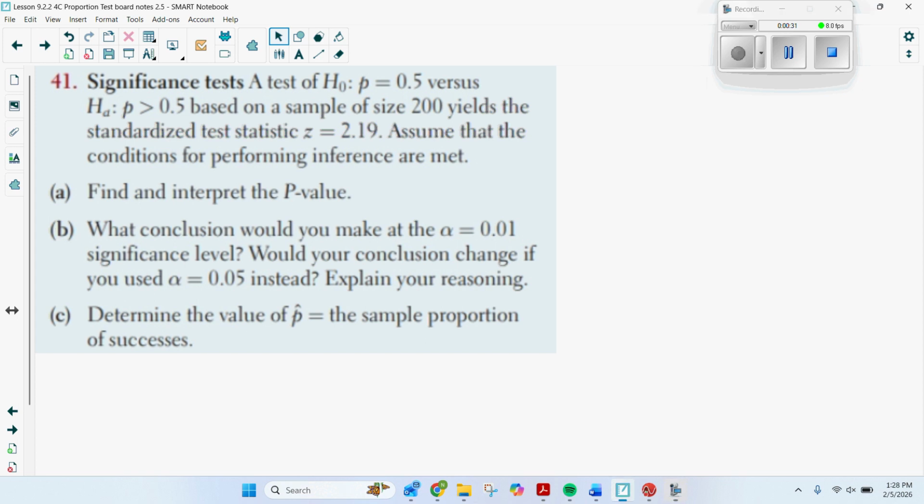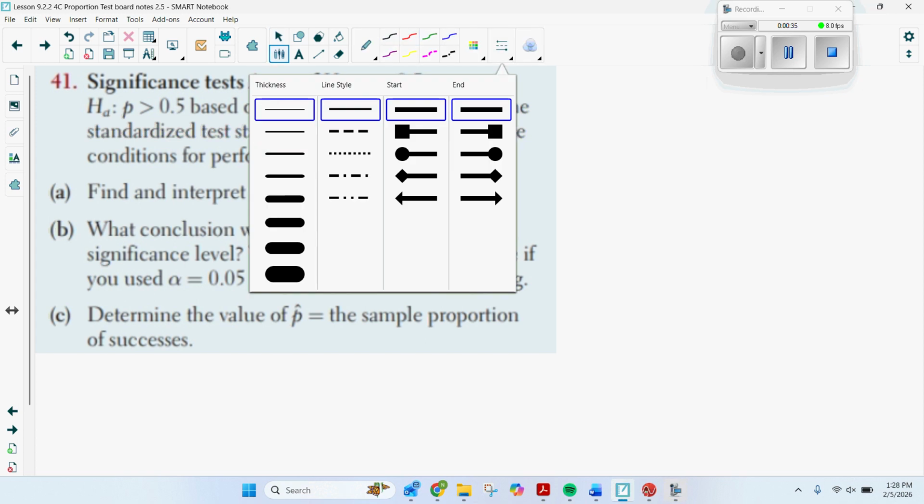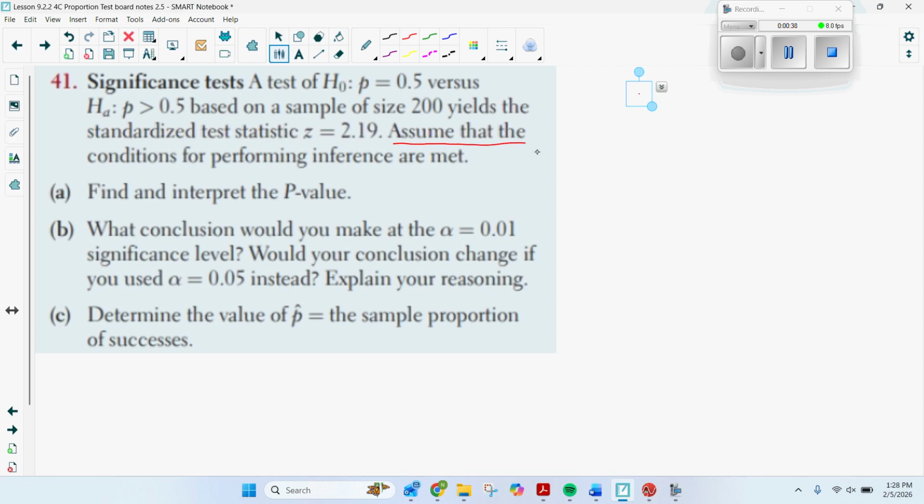Okay, so there's some important things to note. One that I noticed right away, assume that the conditions for performing inference are met. That is like your time saver on the AP test. If they say that, which they do sometimes, you don't actually have to check all the conditions. You can just jump straight into the calculation part. So it said find and interpret the p-value.